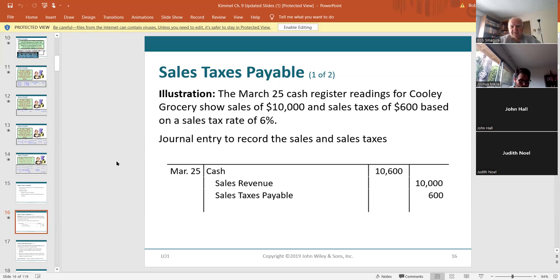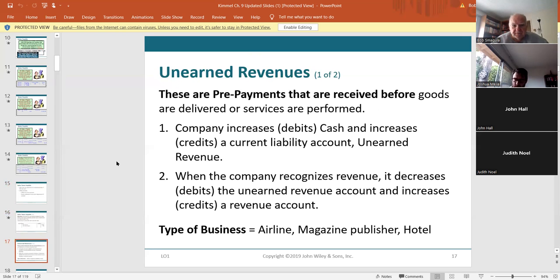The sales tax money does not belong to the company. Cooley Grocery does not own this money. It's not their money. It belongs to the customers who paid them. And Cooley's responsibility is to turn it over to the proper taxing authority.